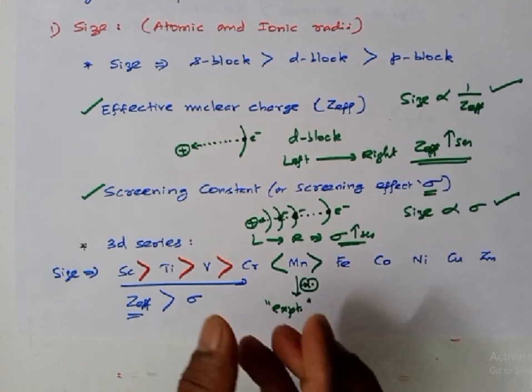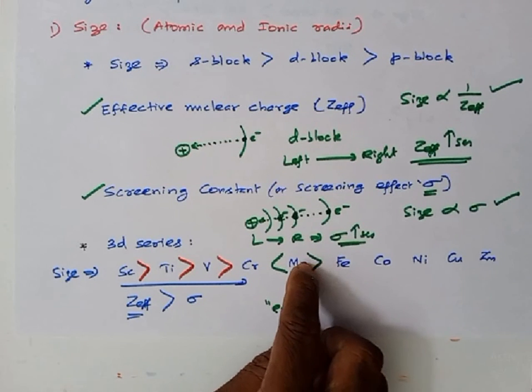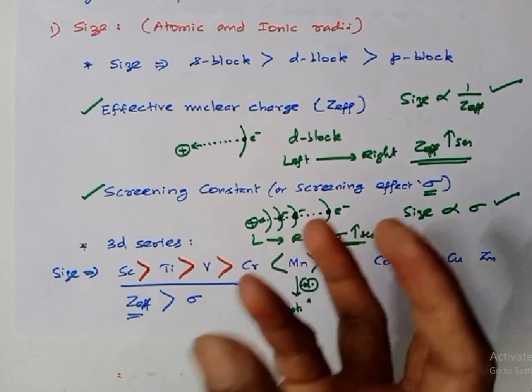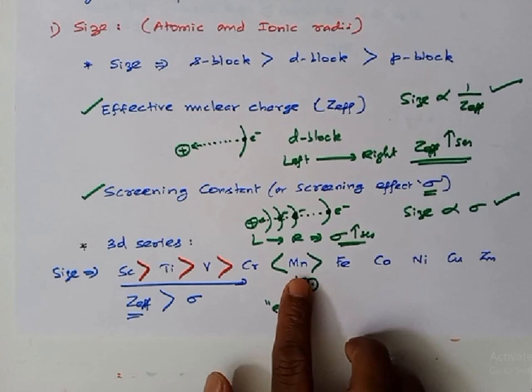Due to the typical crystal structure, the size of the manganese atom is a little larger. We measure the radius in the crystal arrangement. In the crystal structure, the manganese atom distance is somewhat large. Since the two atoms exist at a larger distance, the radius increases. So keep this point in mind. It's very, very important, student. This is experimentally observed.